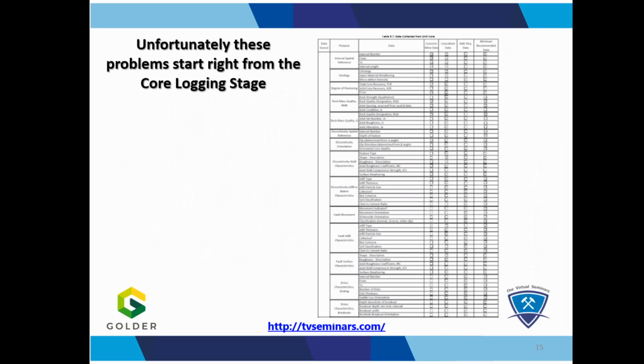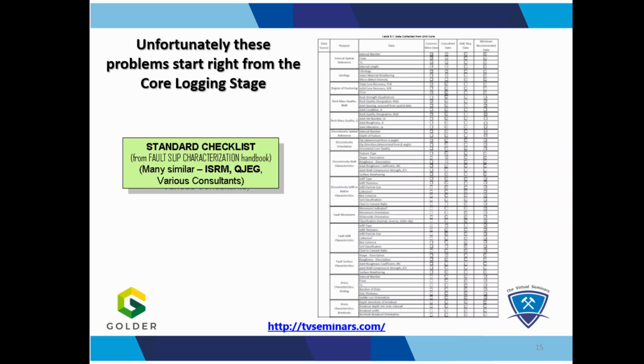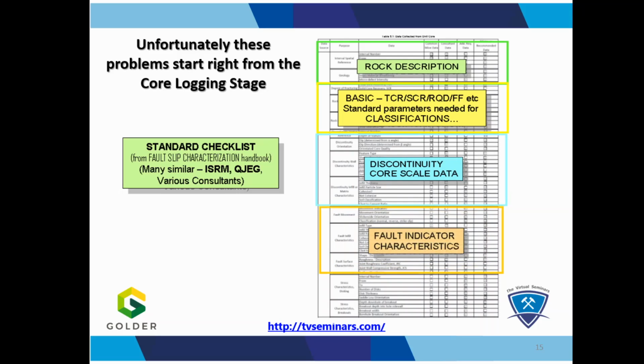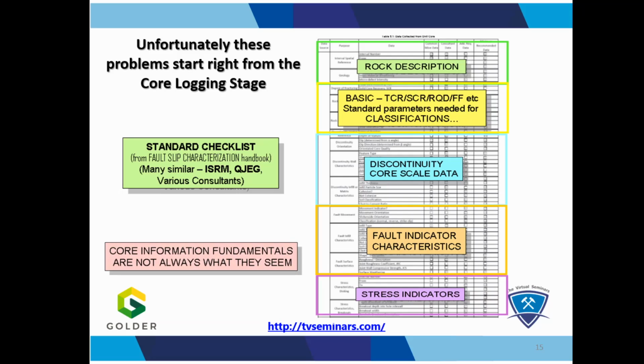Unfortunately, these problems start right from the core logging stage. This is a standard checklist, and there are many similar: the ISRM, QJEG, most consultants. You have the rock description, the basic parameters, the total core recovery, RQD, etc. The data on the discontinuities, the characteristics of the faulting you've encountered, and stress indicators. And they can get all of these from core. But they are not always what they seem.